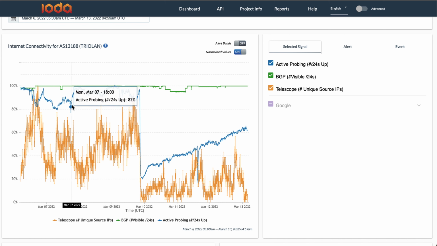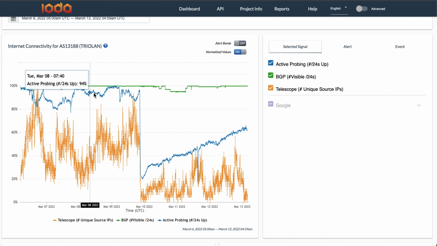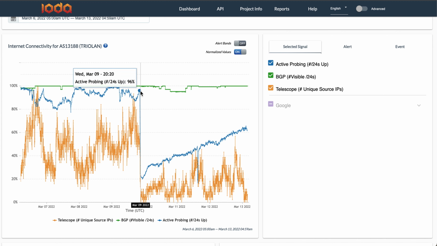Part of this change in active probing does have to do with the fact that Ukraine was under missile attacks and people were leaving the country, so they might have been turning off machines on this network. But this massive drop here, we know from other reports of a DDoS attack at the same time, is due to the DDoS attack on Triolan.